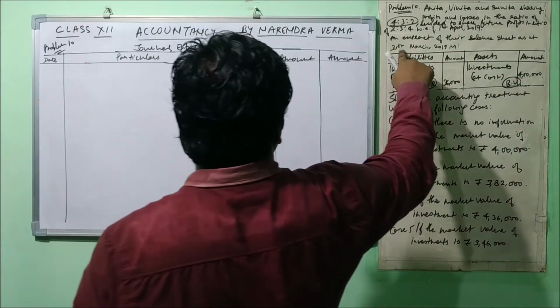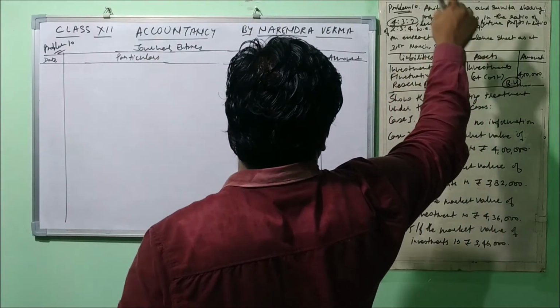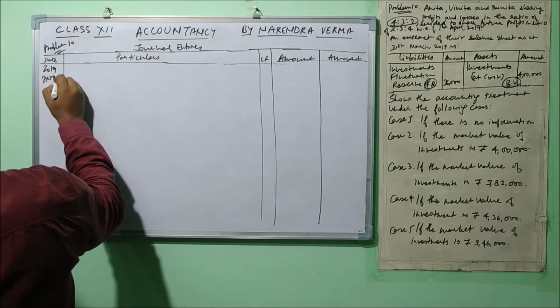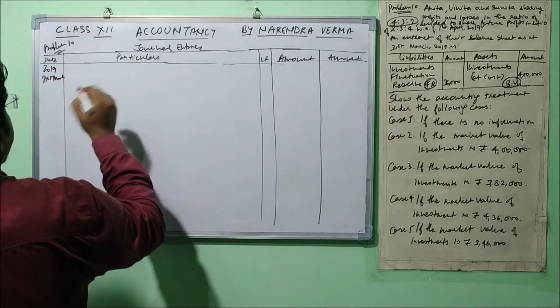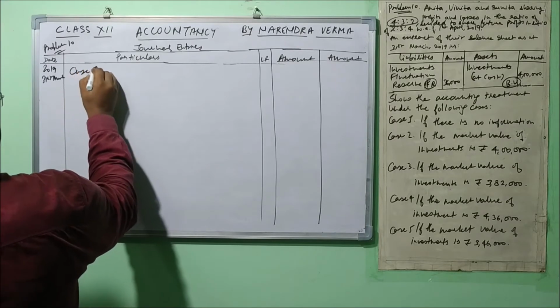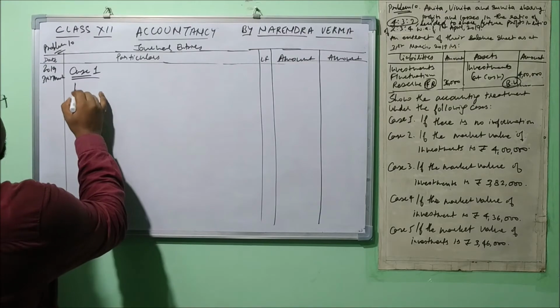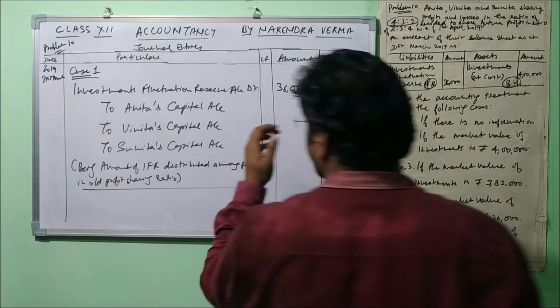On this date we will be passing the entry because they are changing their ratio from 1st April. So all the entries will be passed on 31st March 2019. Right? Okay, so I just write down here case 1. Under case 1, what will be the entry? I have already told you. So let's have a look.